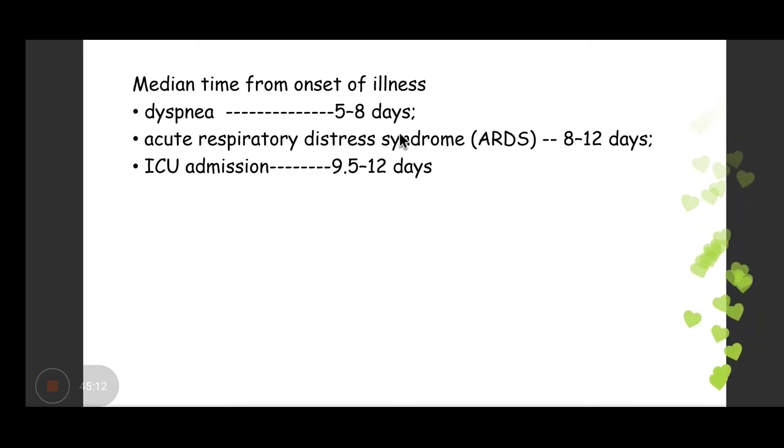The onset of the illness is like this: dyspnea develops in 5 to 8 days, acute respiratory distress syndrome develops in 8 to 12 days, and for ICU admission, the mean time is 9.5 to 12 days.